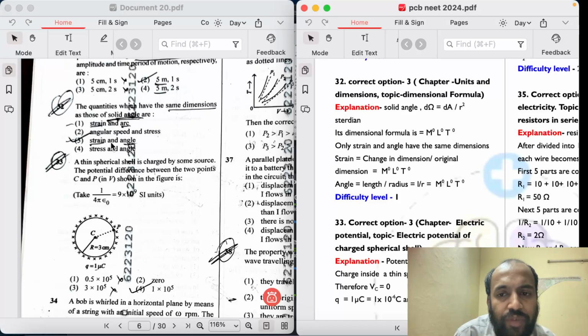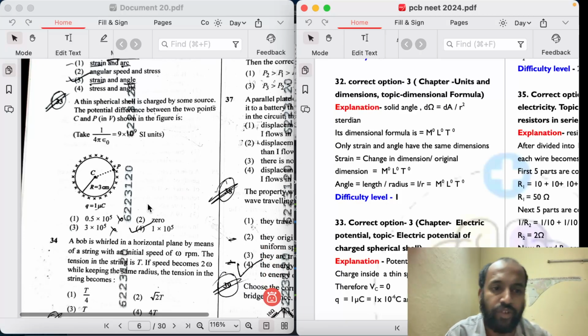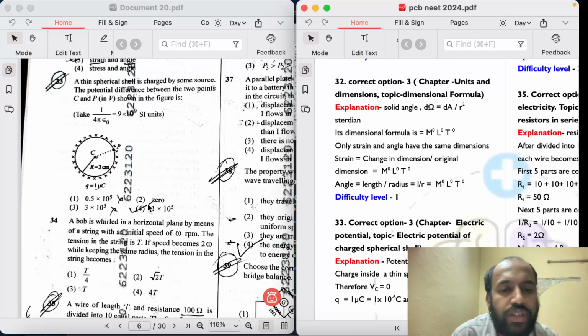It's a very simple question from the first unit, so you can take it to be at difficulty level 1. So the answer is stress and angle, strain and angle, sorry. Let's go to the next question, question 33.